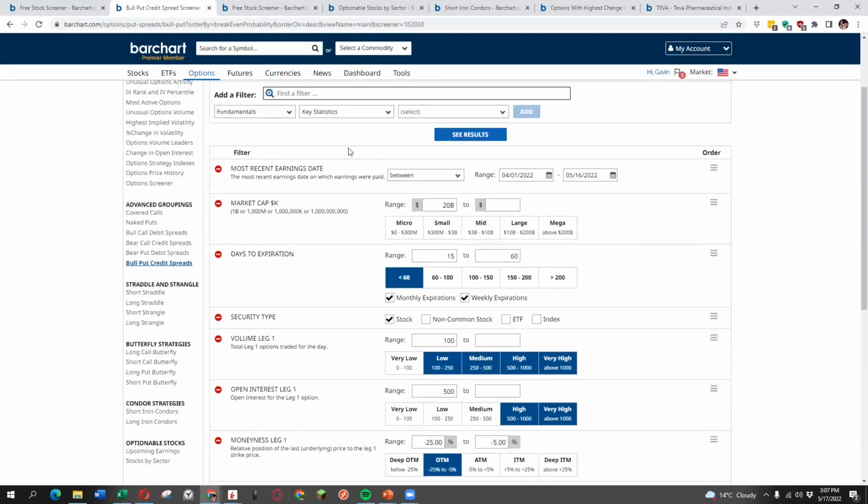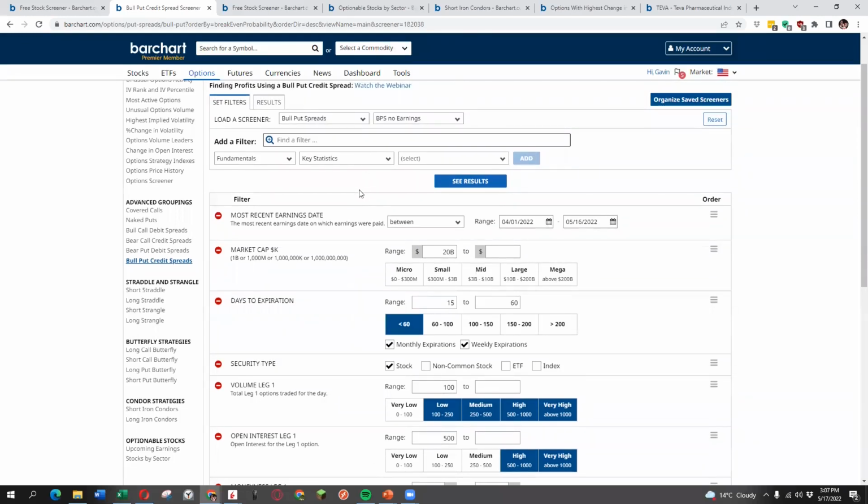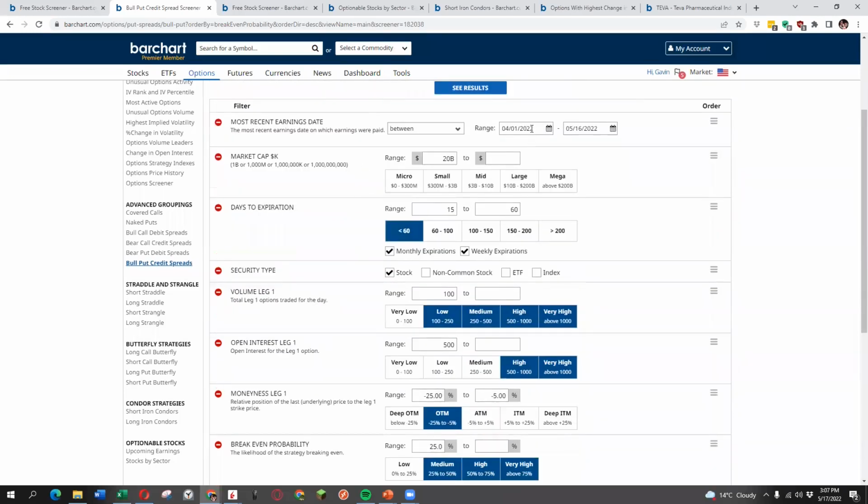Again, you can set up your defaults here and save these as particular screeners. I've got here most recent earnings date, but again, we can get rid of that if we already know what stocks we're looking for. Market cap 20 billion or 40 billion, whichever you like. Days to expiration, I like to change this from 0 to 15 as a minimum. Typically, just me personally, I want to avoid those sort of short-term options.